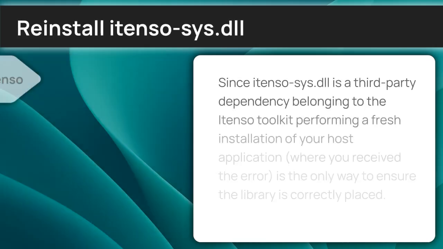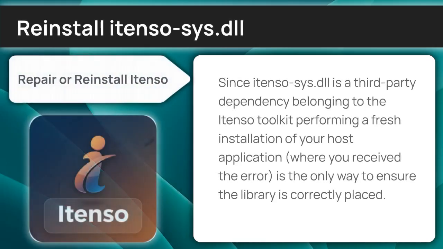Since Itenso System Library DLL is a third-party dependency belonging to the Itenso toolkit, performing a fresh installation of your host application, where you received the error, is the only way to ensure the library is correctly placed.